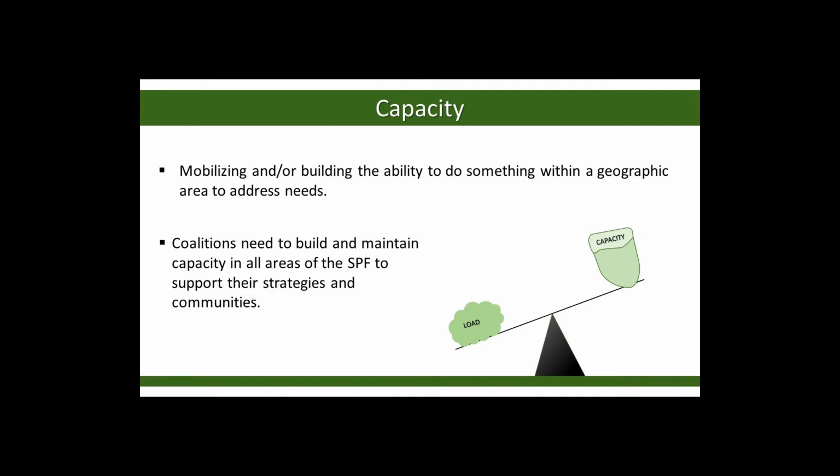Coalitions need to build and maintain capacity in all areas of the SPF process to successfully support and sustain their prevention efforts. Change, even for positive outcomes, can feel threatening and include a type of loss to some stakeholders. This could be a loss of familiarity, value, time, or something else, so it is very important to be inclusive of the stakeholders in the process and provide education to increase understanding of the process and potential positive outcomes that change and evidence-based prevention can provide.